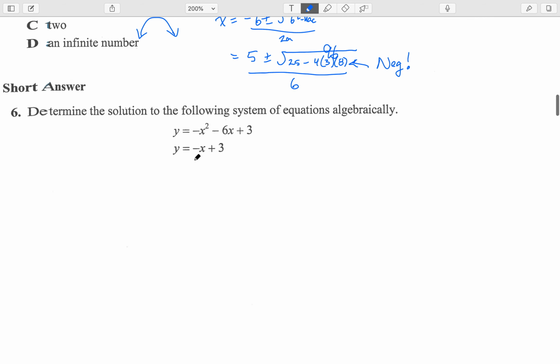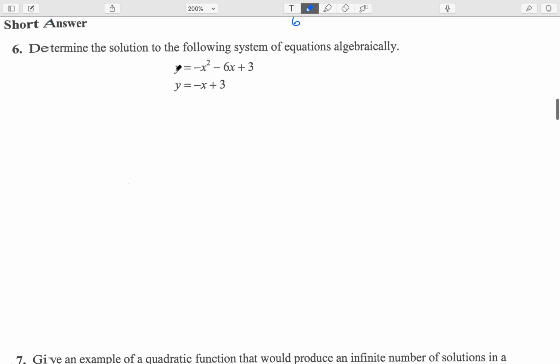Okay. Determine this solution algebraically. Look, y is equal to this, y is equal to that. I could add and subtract and stuff like that, but it's way easier to do this by substitution. Okay, so in other words, this thing is equal to y, plug it in right there. So in other words, negative x plus 3 is equal to negative x squared minus 6x plus 3.